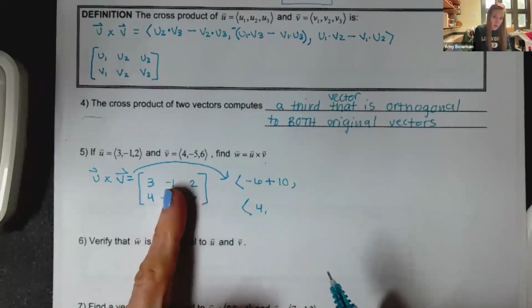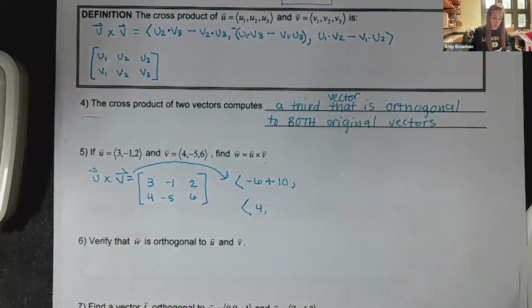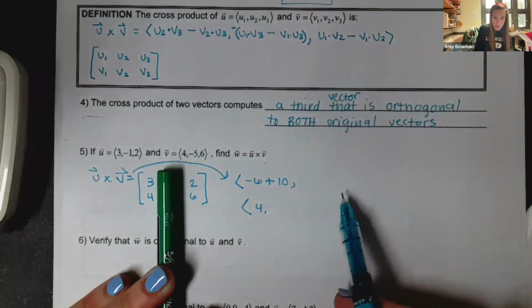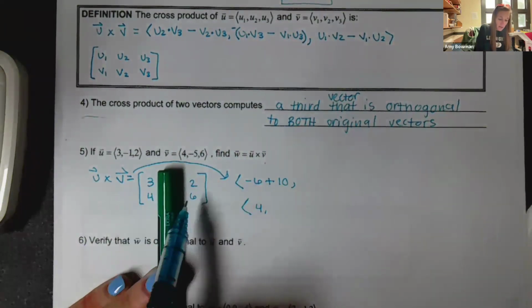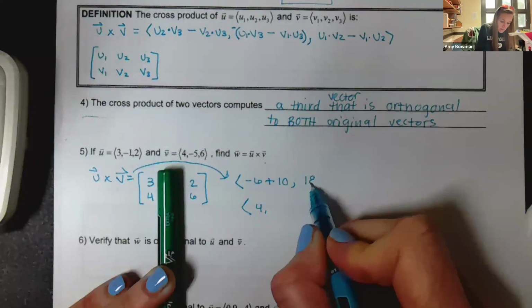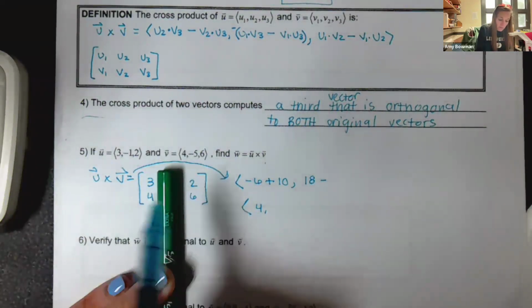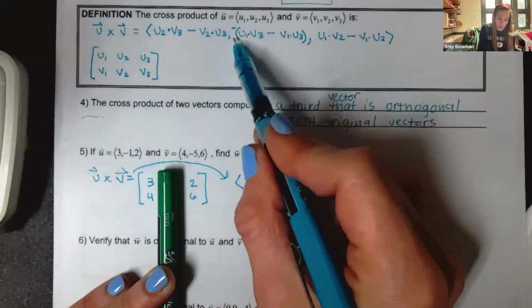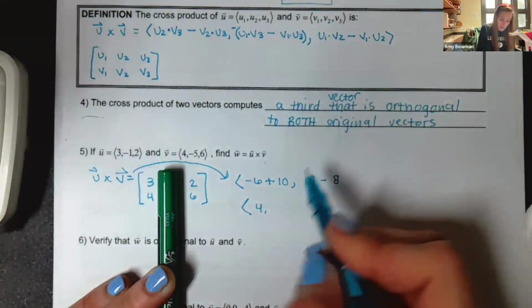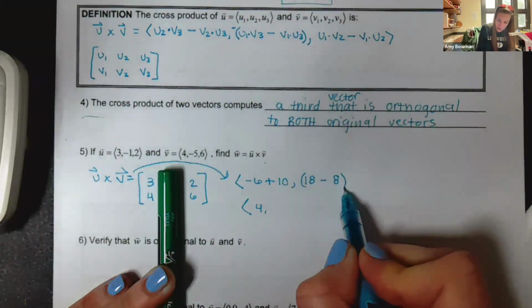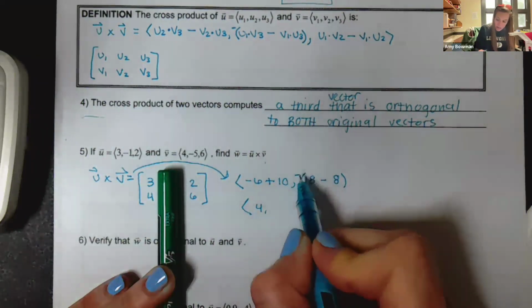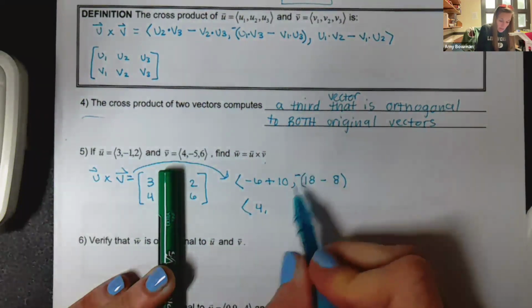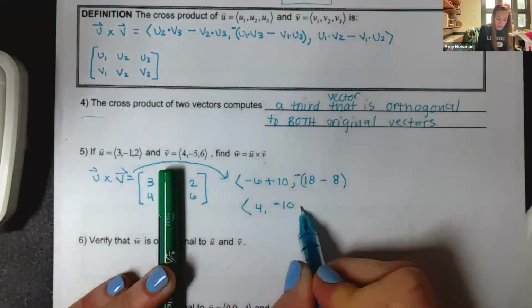The second one, I'm going to cover up the middle column. So I would cover the second column to generate the second entry here. So it's going to be 3 times 6, which is 18, minus 4 times 2. But don't forget that this middle one here is negated. So 18 minus 8 is 10, and then it's negative.